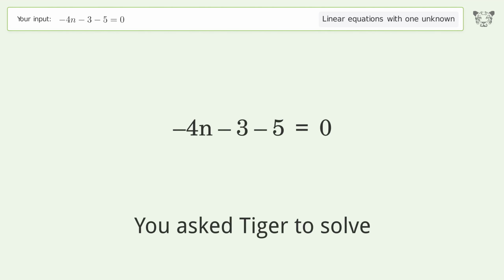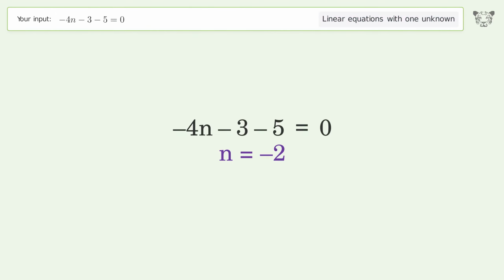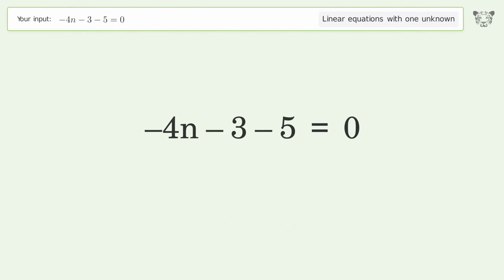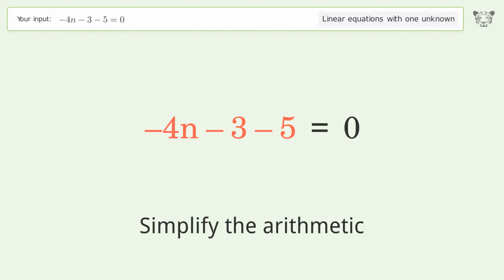You ask Tiger to solve this. It deals with linear equations with one unknown. The final result is n equals -2. Let's solve it step by step. Simplify the expression. Simplify the arithmetic.